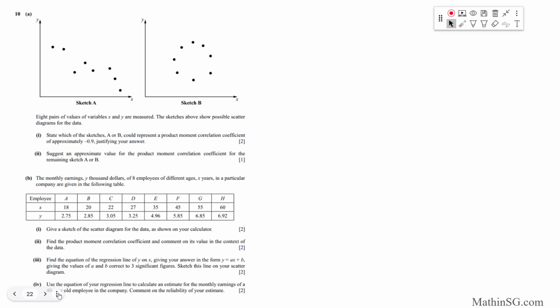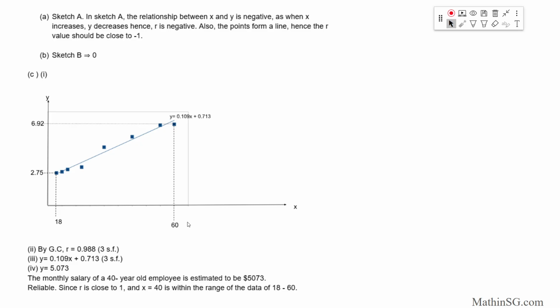Next, go on to 4. Use the equation of the regression line to calculate an estimate for the monthly earnings of a 40-year-old employee in the company. Comment on the reliability of your estimate. We know that X is basically the age, right? So when X is 40, we need to find what is Y. And remember, Y is in thousands of dollars. So we will sub in X equals 40 into this equation. You get 5.073. So it's 5.073 thousand, which is basically $5,073. So the monthly salary of the 40-year-old employee is estimated to be $5,073.